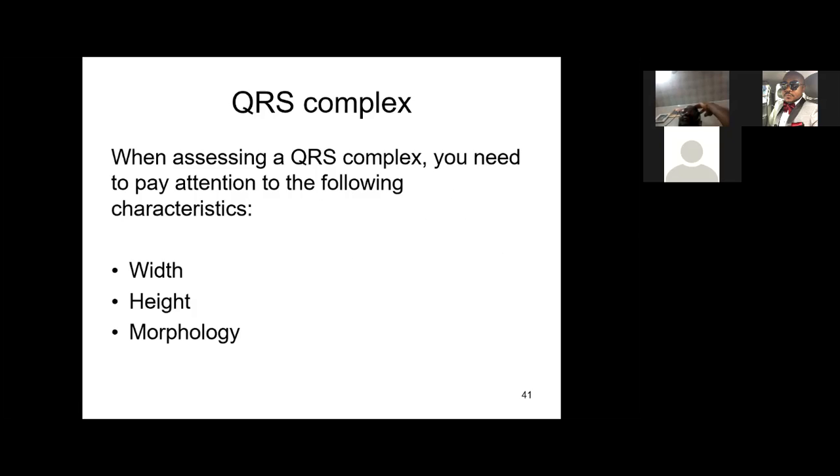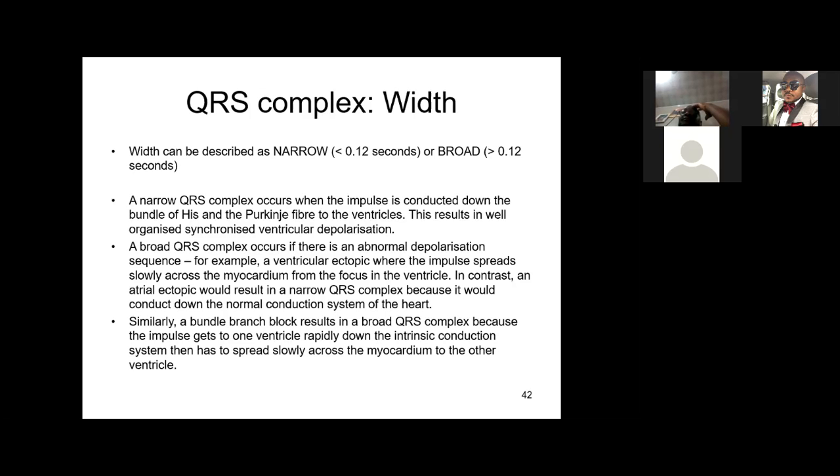So when assessing a QRS complex, you pay attention to its width, height, and morphology. Again, the width, height, and morphology. Now, the width of a QRS complex can be narrow or broad. A narrow QRS complex occurs when the impulse is conducted down the bundle of His and the Purkinje fibers to the ventricles. This results in well-organized synchronized ventricular depolarization.